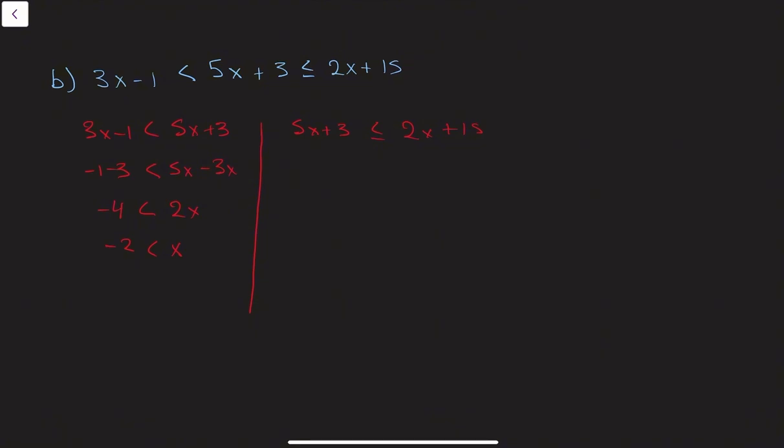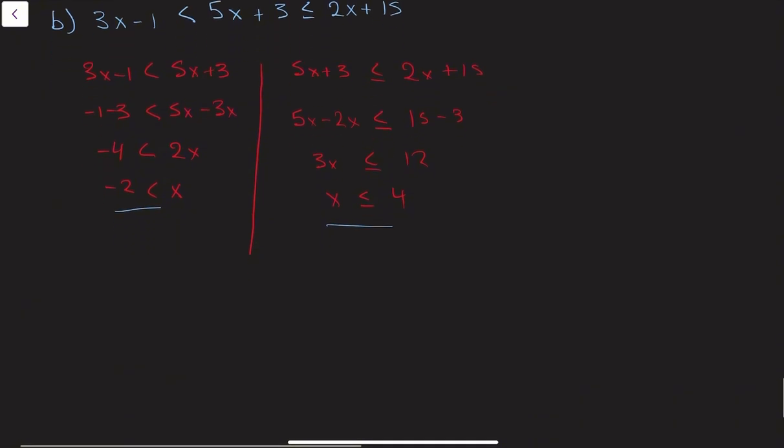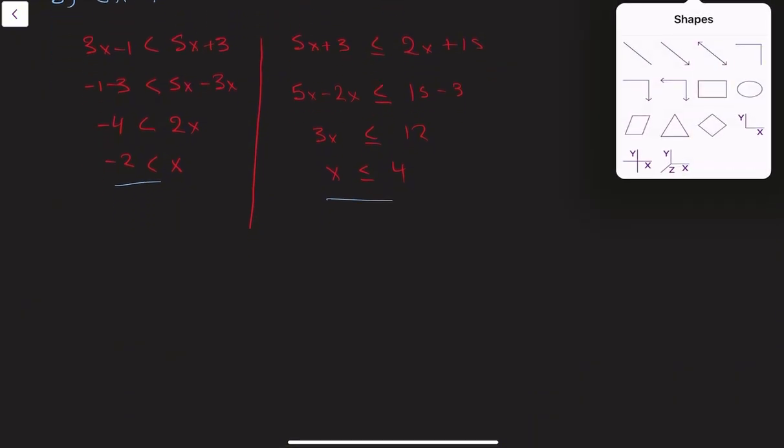On the other side, follow the same thing. We'll get 5x and 2x on the same side and 3 and 15 on the same side. So we'll get 5x minus 2x less than or equal to 15 minus 3. This leaves us with 3x less than or equal to 12. We get x is less than or equal to 4. So now we have these two inequalities. How do we represent these on a number line?